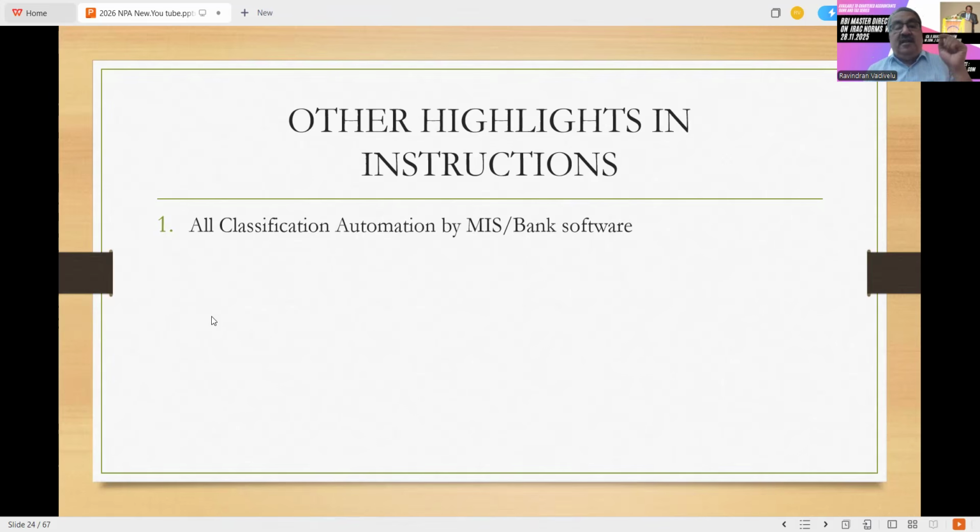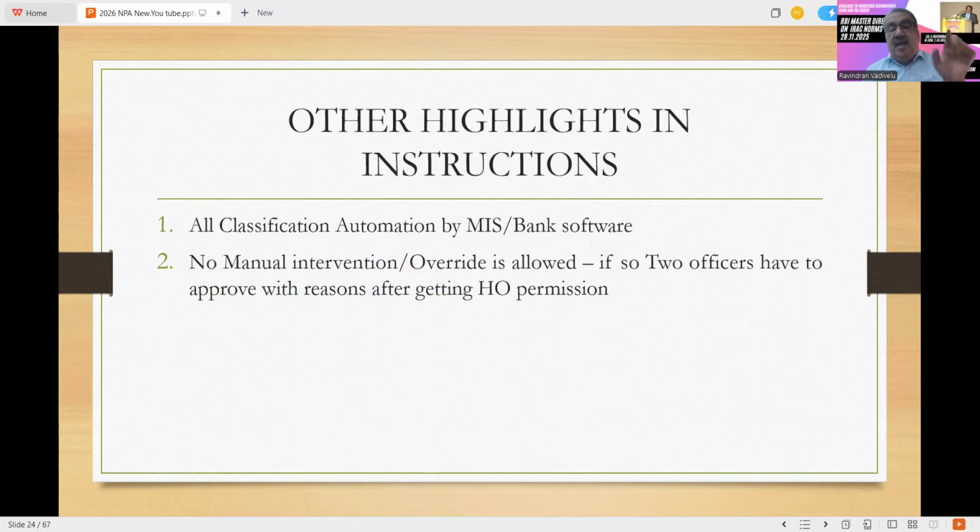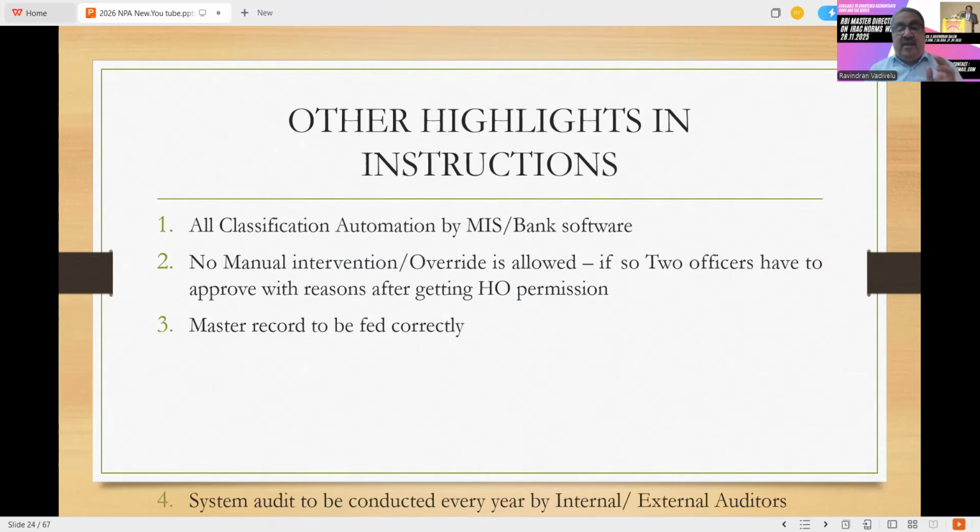But with this latest circular, RBI says that all the classifications have to be done on an automatic basis and no manual intervention or overriding is allowed. If a modification is needed, the officers of that bank have to get head office permission. This is a clear instruction given in the latest master directions. And the master record has to be fed correctly.